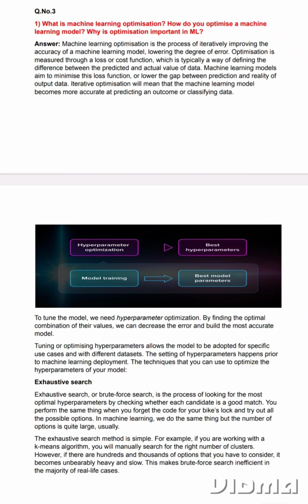Number 31. What is machine learning optimization? How do you optimize a machine learning model? Why is optimization important in machine learning?